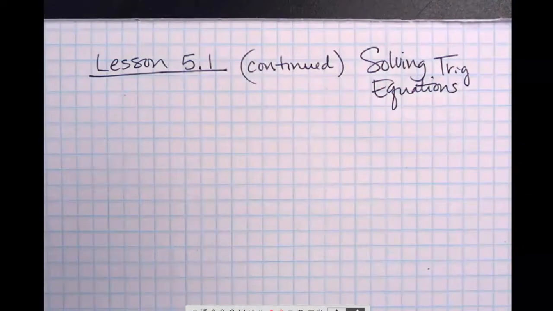An equation is not an expression that we simplify. An equation has an equal sign, has two sides to the equation, and with our equations we will be able to solve for the variable in the equation. So we're finding theta, or we're finding x, not just simplifying.